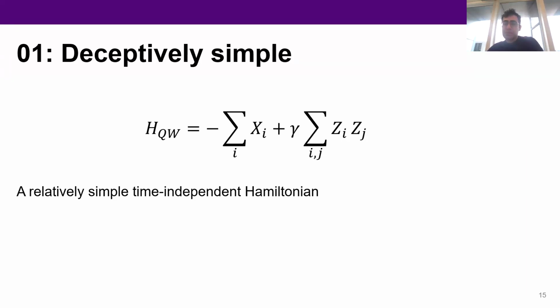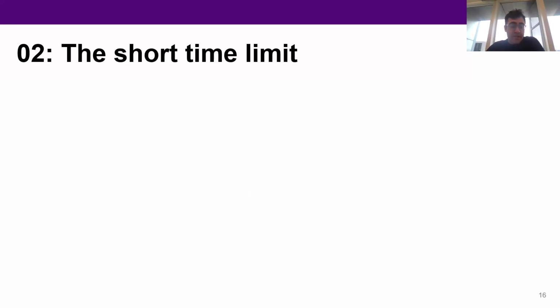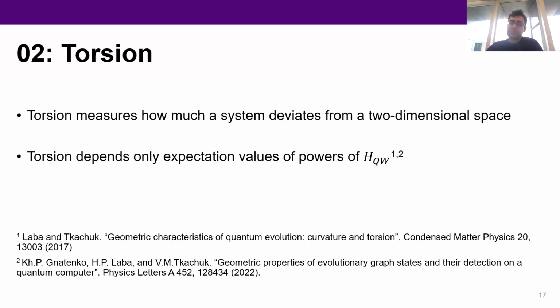To get some intuition to begin with, let's focus on the easiest limit, which is the short time limit. In order to discuss it, we should start by setting some time scale. To do this, we're going to focus on the torsion. This is a geometric quantity, and it measures how much a system deviates from a two-dimensional subspace. When you calculate the torsion, it only depends on expectation values of powers of the Hamiltonian, which means it's going to be constant for our entire evolution as we have a time-independent Hamiltonian.